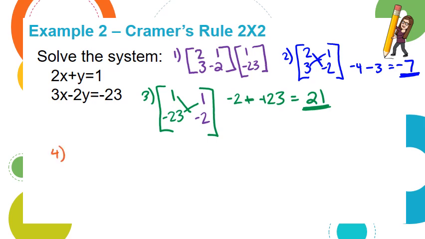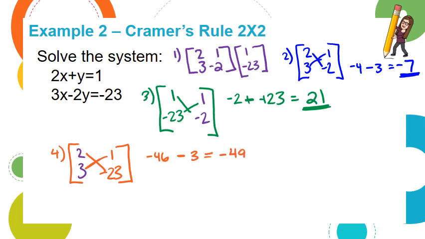All right, step 4, let's deal with the y's. So what that means is we're going to keep the original x values, but now I'm going to replace the y values with the answer column. Let's find the determinant. Multiply the diagonals, which gets me to negative 46. Subtract, multiply diagonals, which gets me to 3. If I subtract those, I'm at negative 49. Very important number.